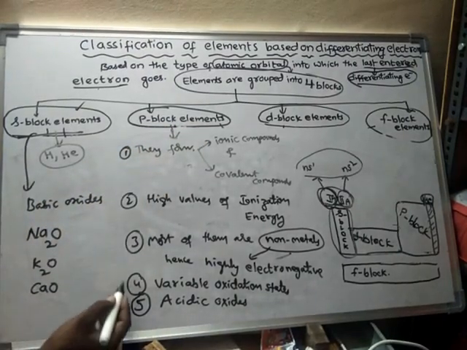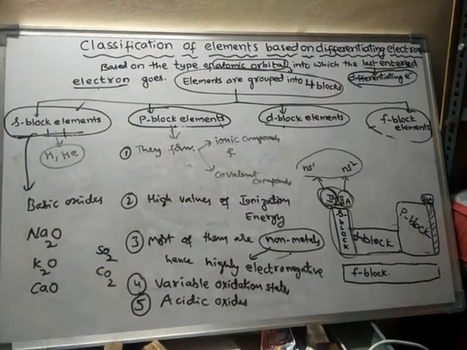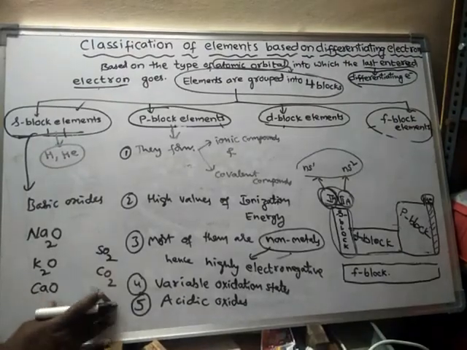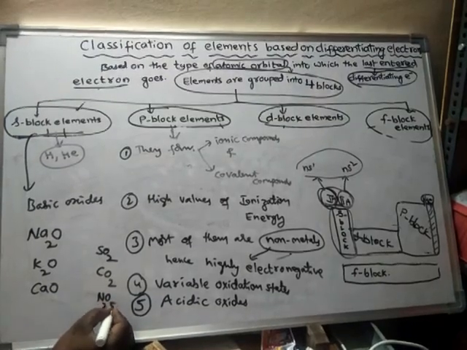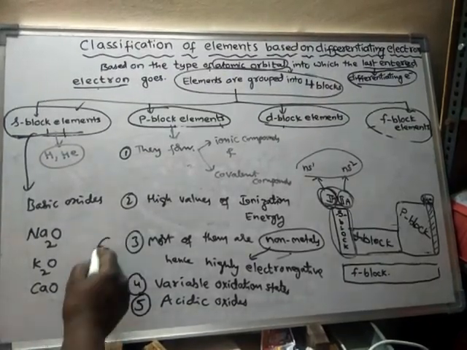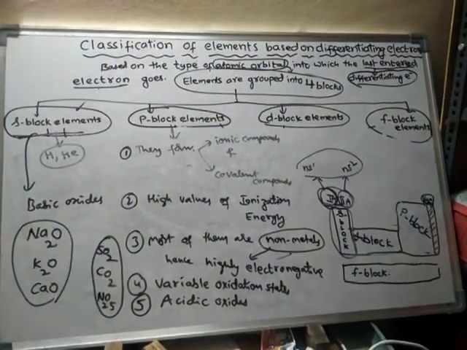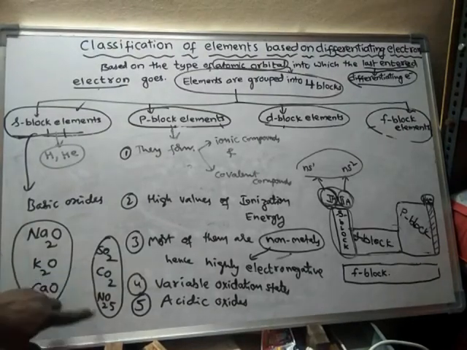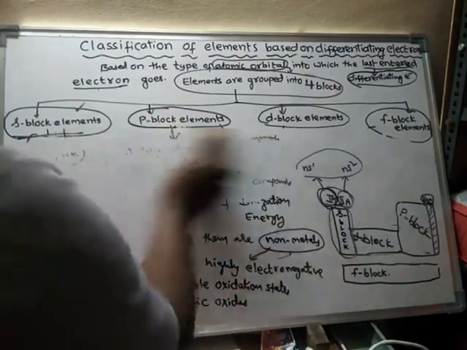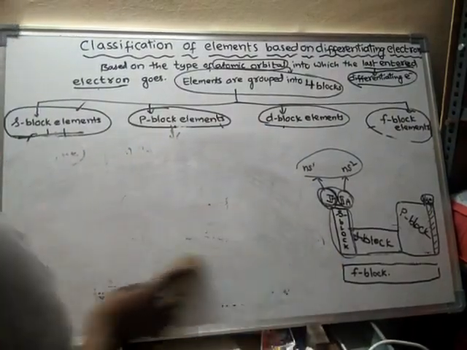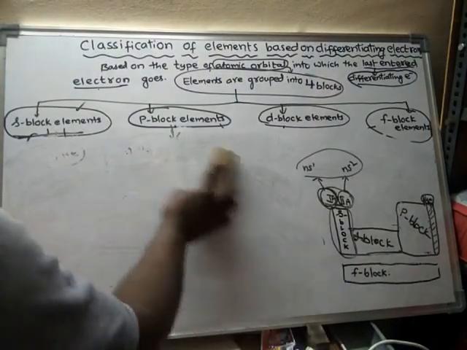P block elements, for example, SO2 is acidic in nature. CO2 is acidic in nature. Oxides only we are speaking, so NO2 or else N2O5 is acidic in nature. So these are oxides of P block elements. These are oxides of S block elements. These are basic in nature. These are acidic in nature. So like this. These are some of the properties of P block elements.